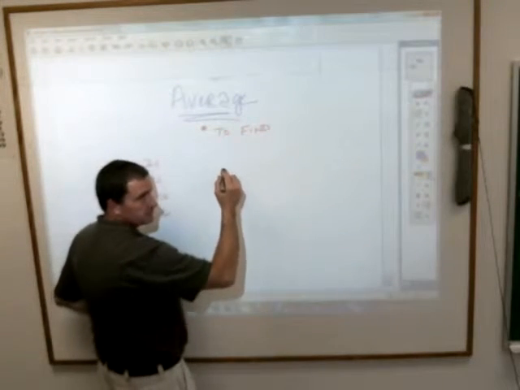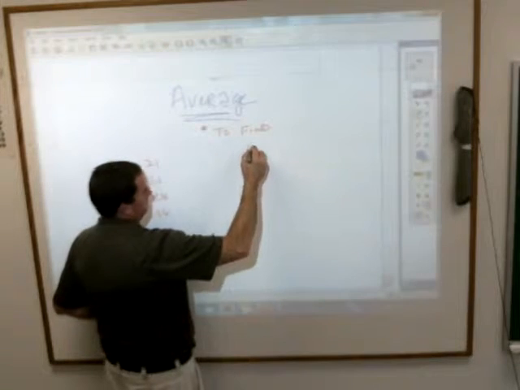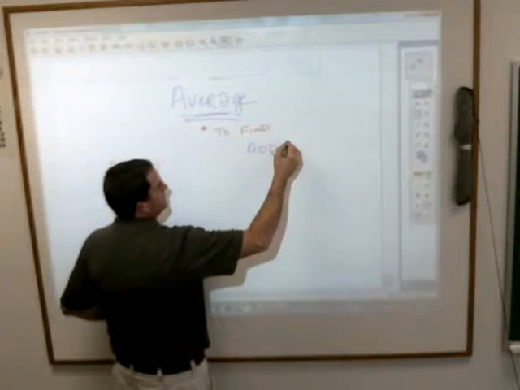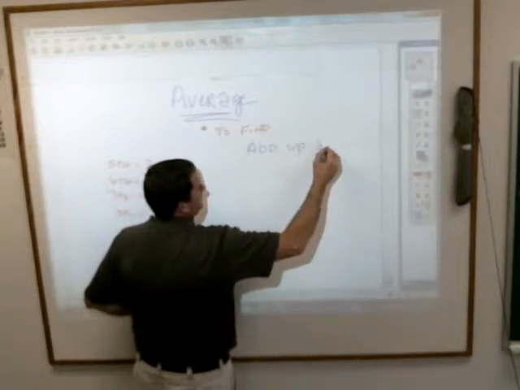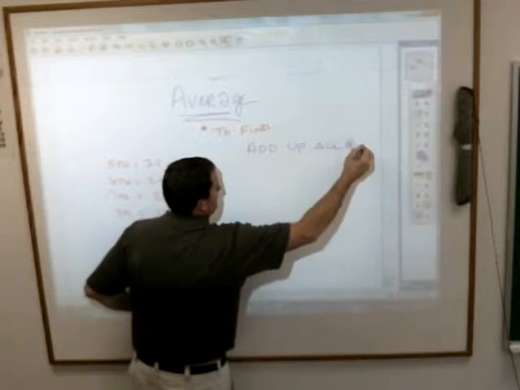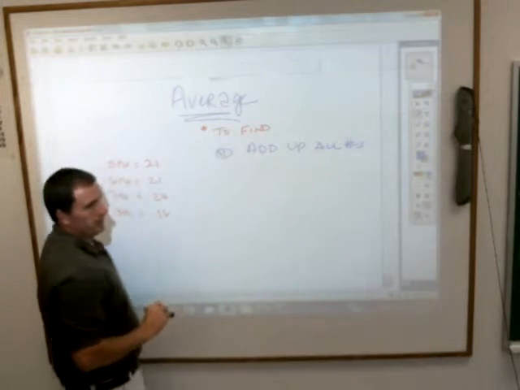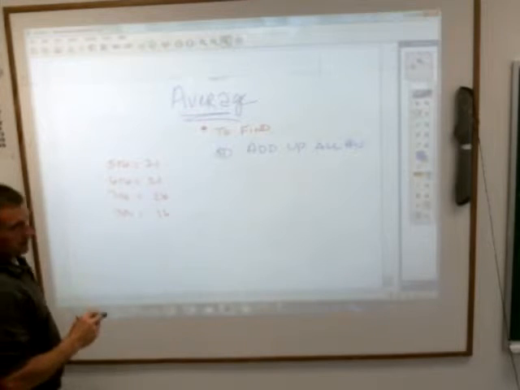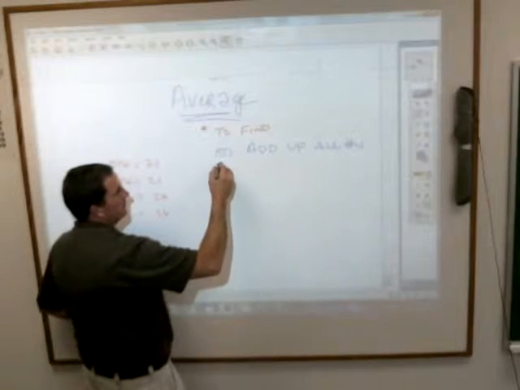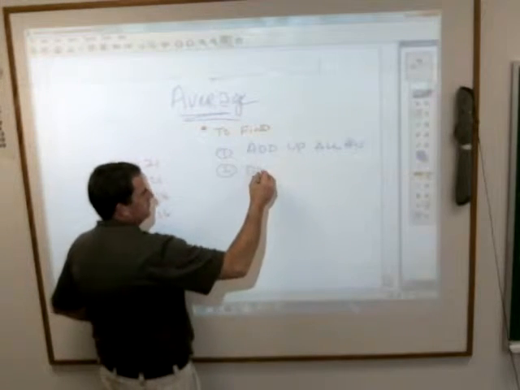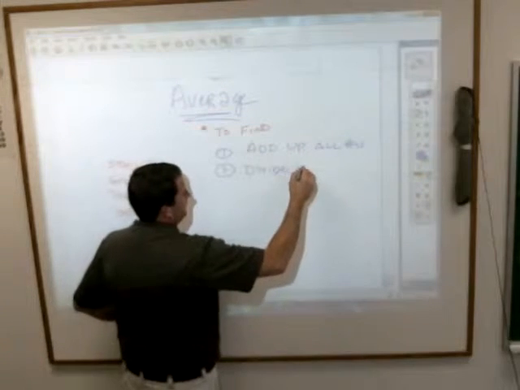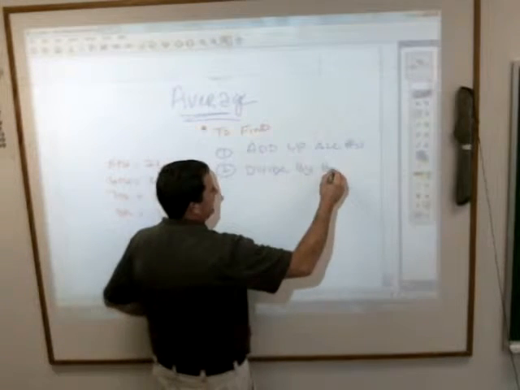Ariel? You first add up all the numbers together. All right, step 1 is add up all numbers. And then step 2, Ariel? You divide that by how many classes there are. Yep. Divide by how many numbers you added.